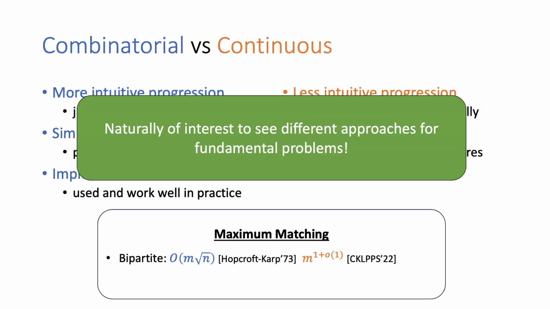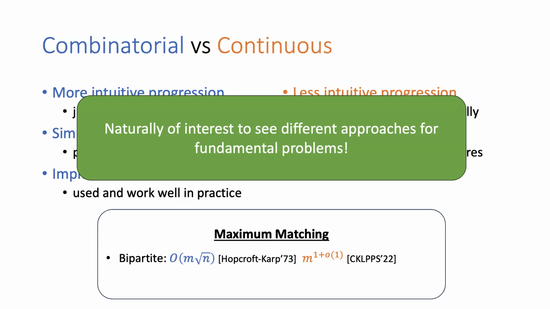And by doing so, techniques for solving one problem have a chance to be transferred to solving another problem. So for example, another fundamental problem would be the maximum matching problem. On bipartite graphs, we have an m√n algorithm by Hopcroft and Karp, but every subsequent improvement after that was based on continuous optimization methods. So you reduce it to maximum flow and use the continuous machinery to get faster running time.